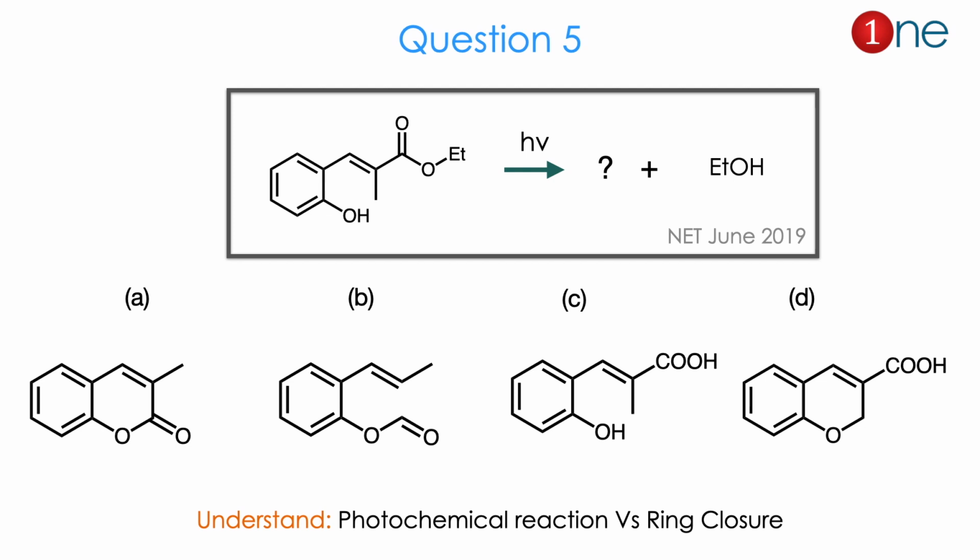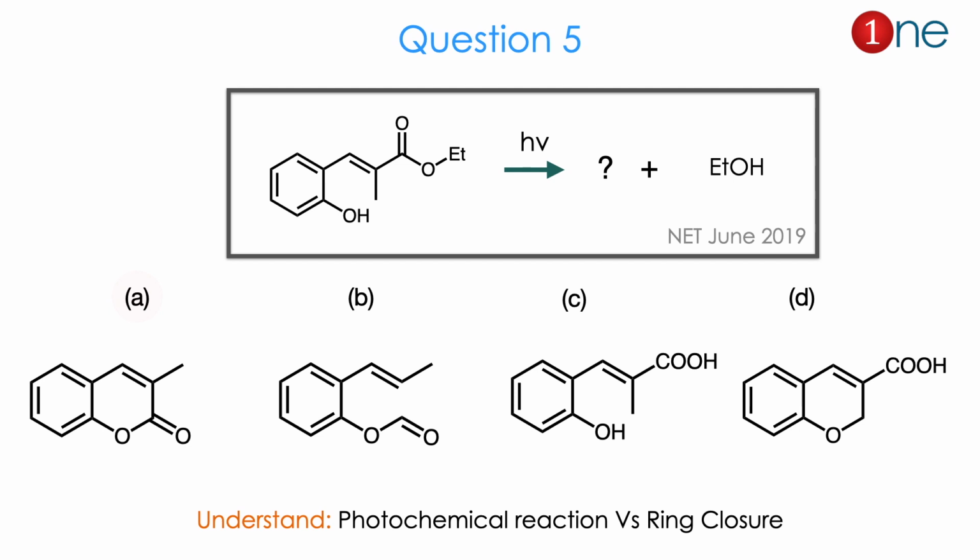Then question number 5. The starting material is benzene which is attached with an alcohol and a long chain, it has an ester and an alkene there. You are using light, they ask you to find the product and the side product is ethanol. Here 4 products are given. In the 4 products there is a possibility of ring closure, and the fate of the double bond and C=O is the real question. Whether the carbonyl stayed as is or it becomes like COOH.